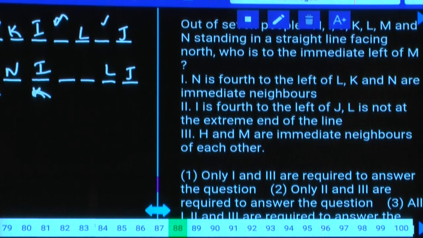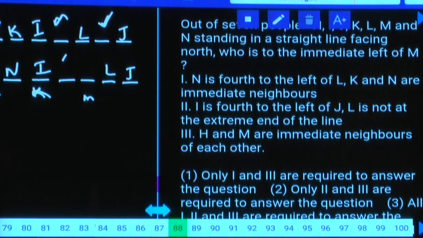If M is here, I is to the immediate left of M. Or if M is here, L is to the immediate left of M. If M is here, the other person who is left over must be at this place. And how many answers are we getting? There are 3 different answers we are getting, and this is also not sufficient.